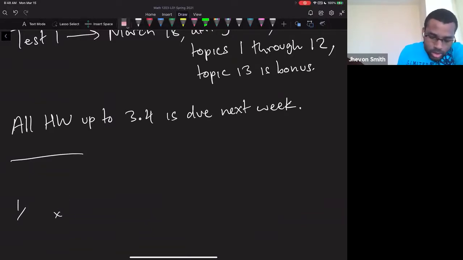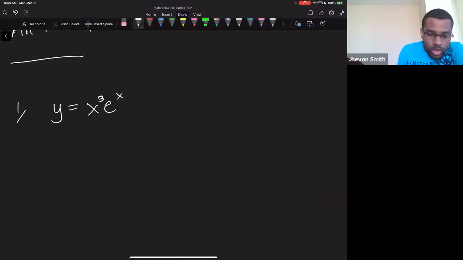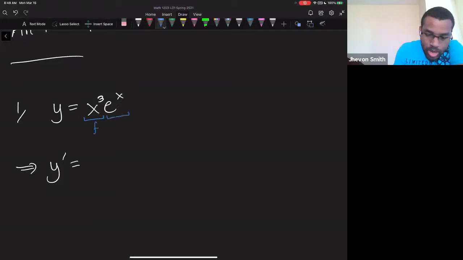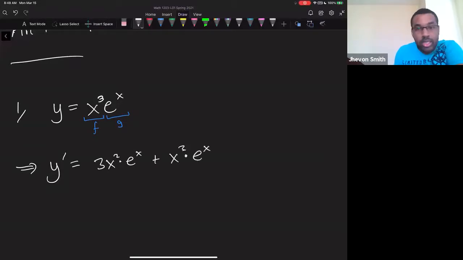I think I wrote these as y equals x cubed e to the x. So y prime is going to be equal to, what do you think we need to use here? Product rule. There are two functions multiplying each other. That's like my f, that's like my g. So differentiate the first one, which we know by the power rule is 3x squared. Leave the second one alone. Plus, leave the first one alone and differentiate the second one. The derivative of e to the x is e to the x. So this is f prime, this one is g, this is f, and this one is g prime.